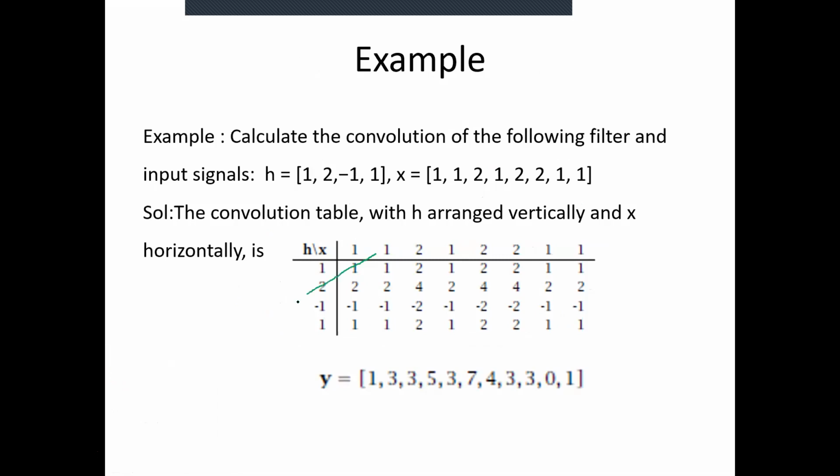Now this represents what? Y not, the value of y not. Then y1 is 2 plus 1, 3. Okay, y2 is minus 1 plus 4, 3 again, okay and so on. Diagonally you are going to add the elements in each line, okay.